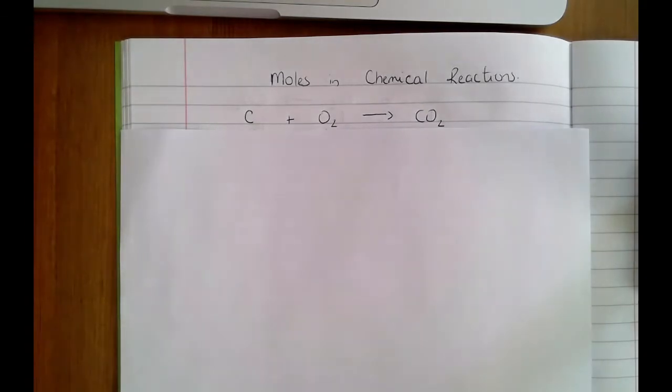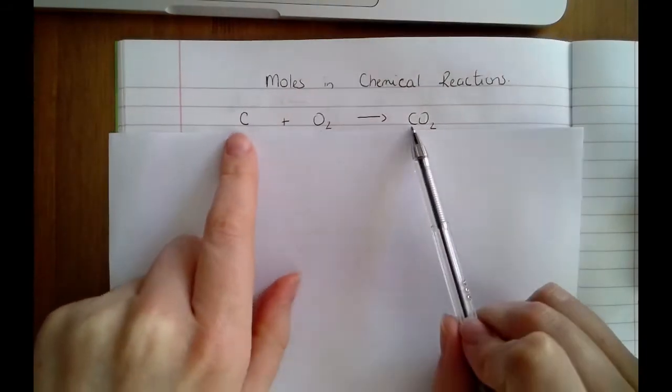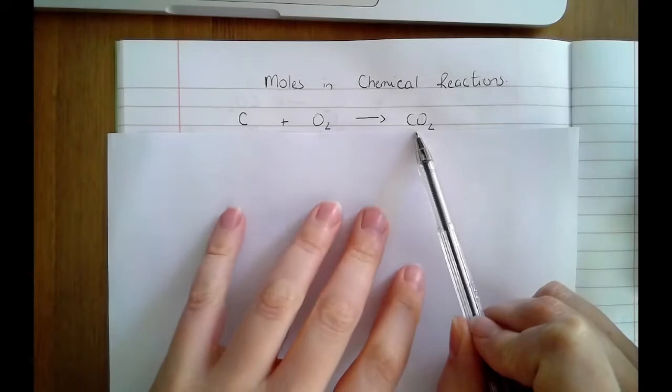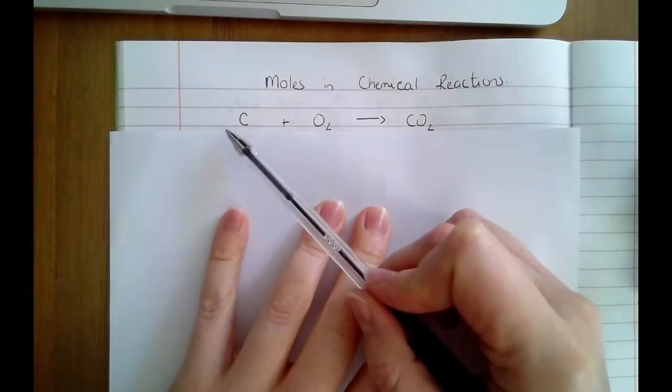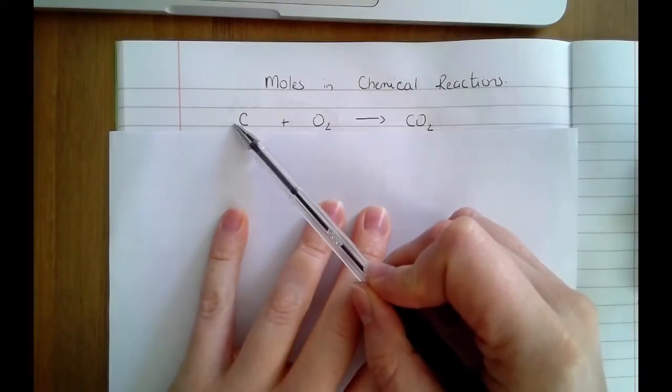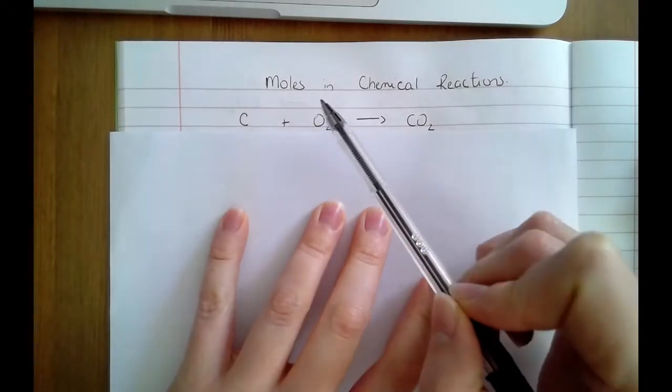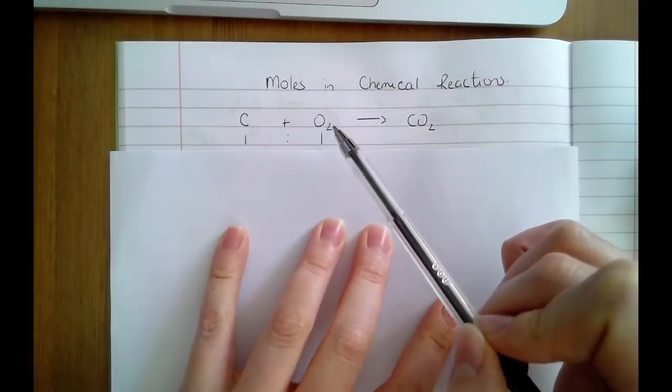I've got a reaction here between carbon and oxygen to form CO2. This equation is already balanced. I've got one carbon on each side. I've got two oxygens on each side. Because I haven't had to put any big numbers in front of the carbon or the oxygen, you can assume that you've got a 1:1 ratio.